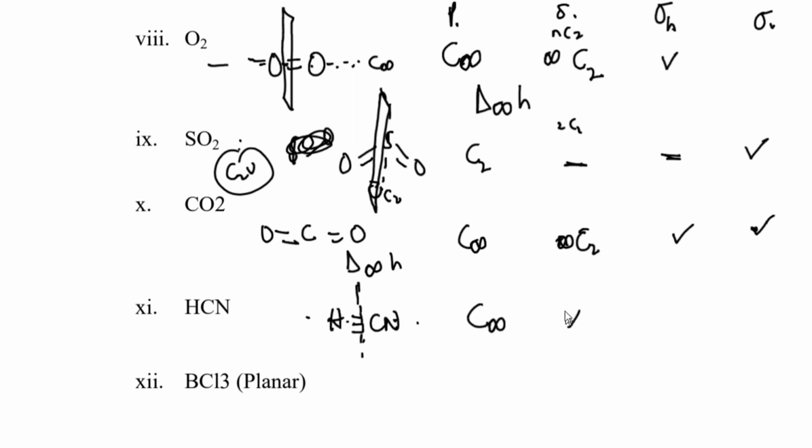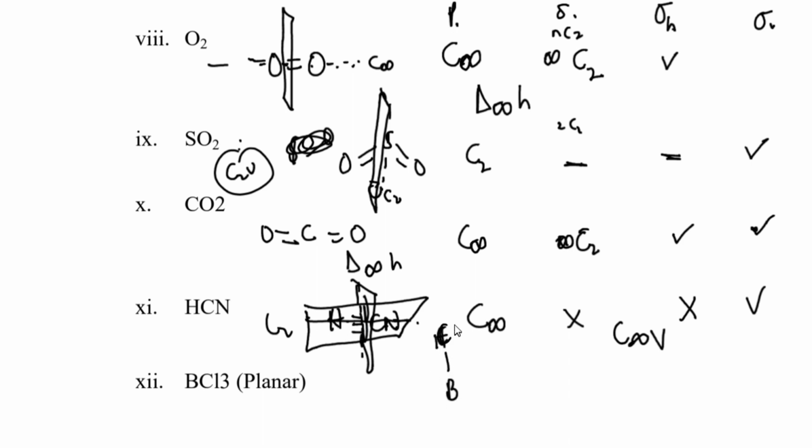So it is absent. So sigma H, this is the principal axis C2. So sigma H does not give the same stuff. Hydrogen here, CN here. So this is absent. But we have sigma V, which is this, right? So this is present. So we have C infinite V.